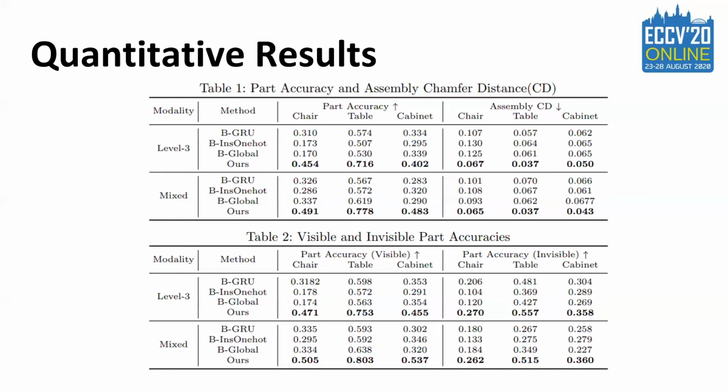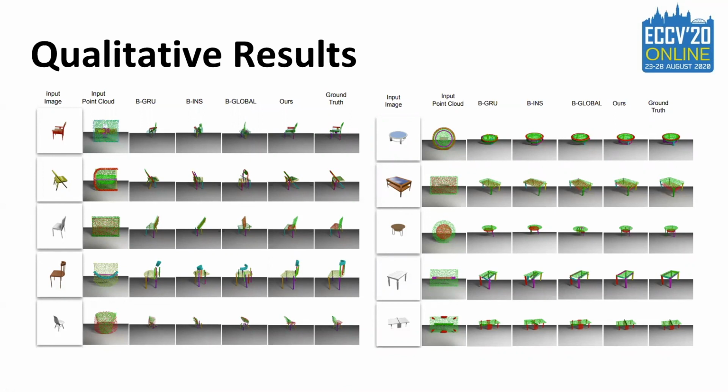Additionally, we also compute the accuracies for visible and invisible parts separately, because one of the key challenges of the part assembly problem lies in pose hallucination for occluded parts. We demonstrate that we outperform the baselines for occluded parts as well. Qualitative results also demonstrate that we outperform the baseline methods. Our prediction results are more structurally sound and leverage more pose information revealed by the image. Thank you for listening.